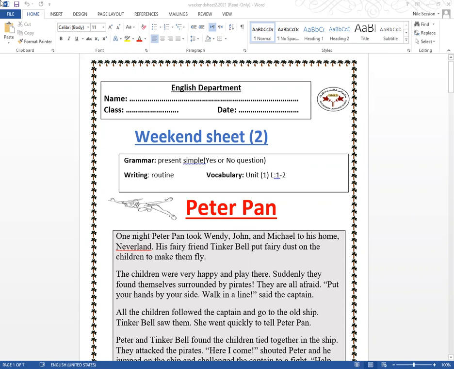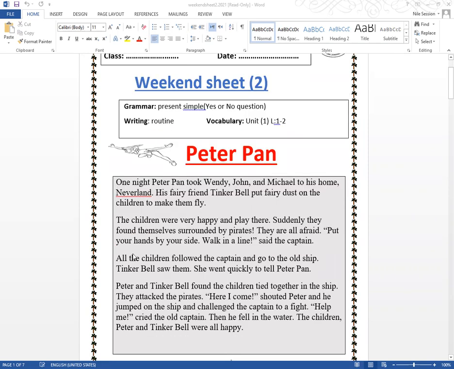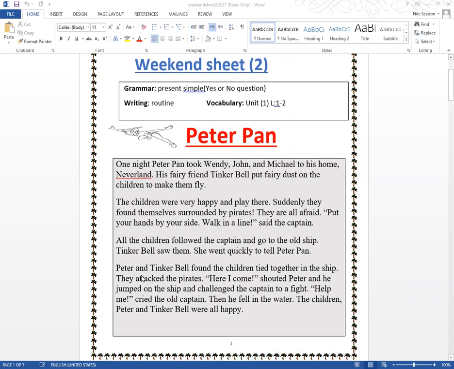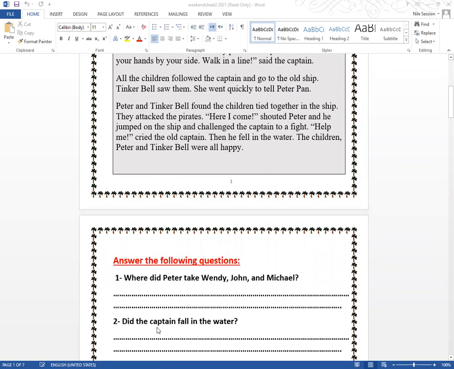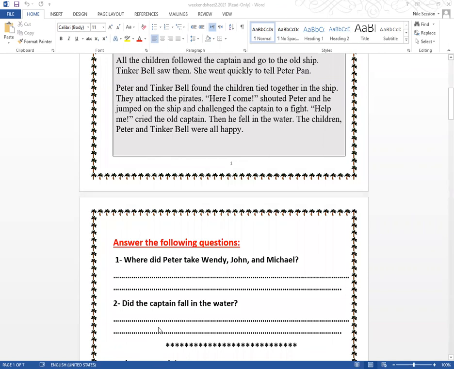Today, inshallah, we will answer weekend sheet number 2. First, we will start with reading. And it's our Peter Pan. And I think all of you know Peter Pan. So first, as you know, you should read the comprehension carefully. Then you start to answer the question. First, after reading, try to answer the question.